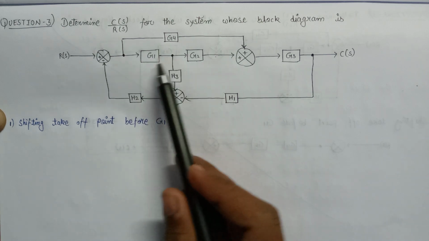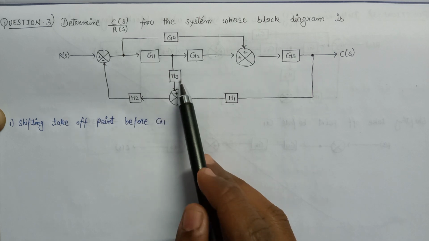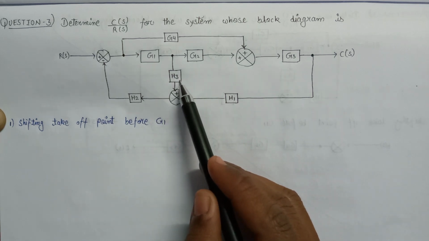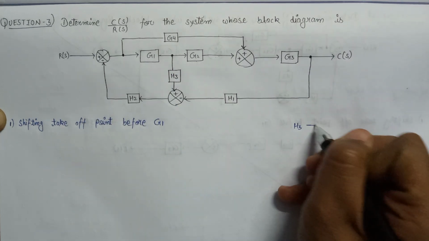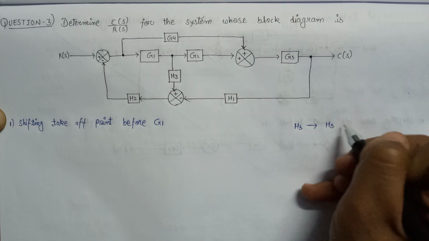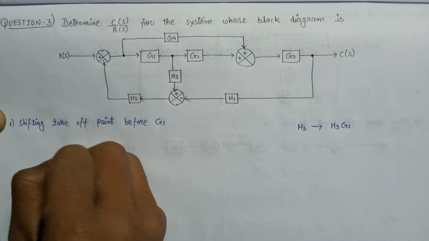So let's find out what will happen if we shift this takeoff point before G1. If we move this takeoff point before G1, then the gain G1 will get multiplied with this gain H3. So here H3 will become H3 G1. So let's redraw this whole block diagram.